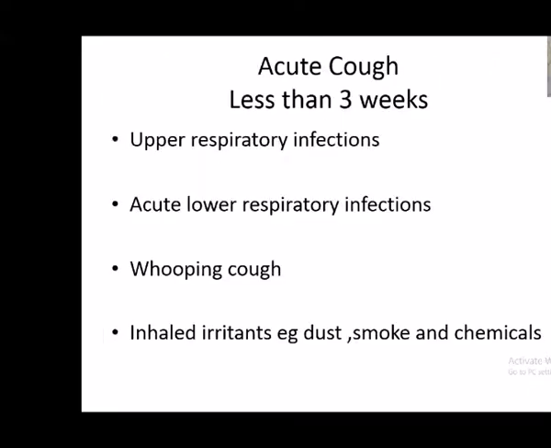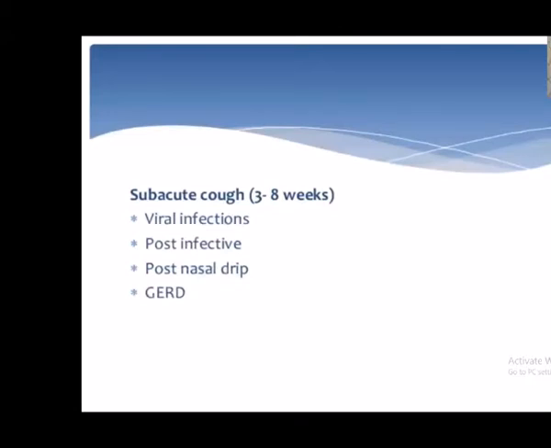So how do we differentiate various types of cough? Depending upon the duration of the cough. Usually when it is less than 3 weeks, it is called acute cough, and we do not like to investigate so much about it and spend resources. Mostly it is viral-induced upper respiratory tract infections. It clears up with time. Similarly, lower respiratory tract infections. Whooping cough is also a cause which clears up on its own. And similarly, inhaled irritants like dust, smoke, and chemicals. Exposure to these is responsible for causing acute cough.